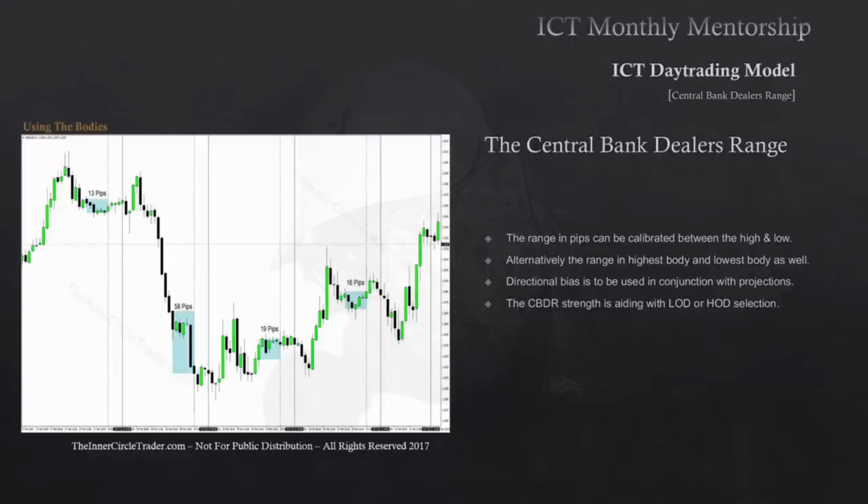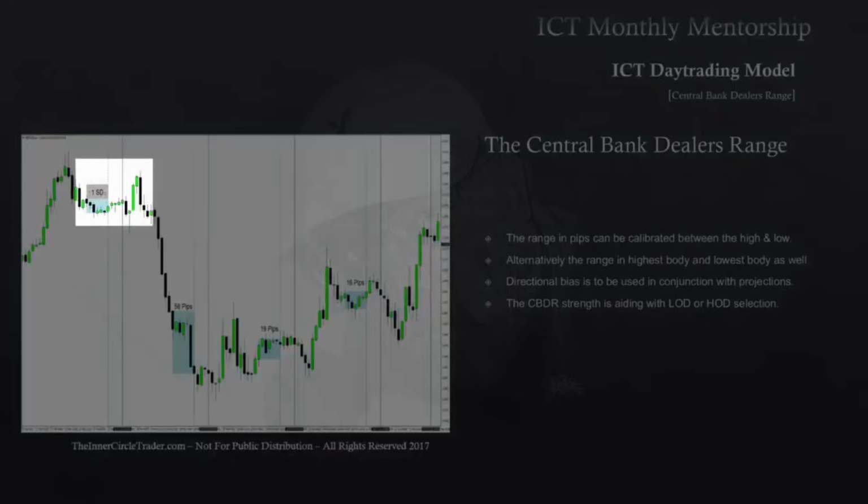So as you can see here, each one of these ranges has its respective range in terms of pips. The first is 13 pips, the next is 58 pips, the next is 19, and the last in this example is 16 pips in range. So using the bodies, we're going to focus primarily on that. Now, before I go into greater detail, just because I like using the bodies and I think it's got the most advantage, we still have to look at the ranges with the wicks included. Okay, so let's take a closer look at each example here.